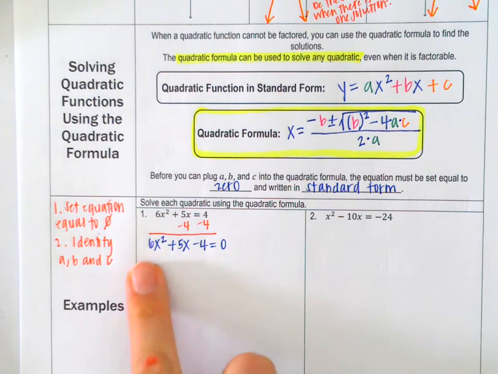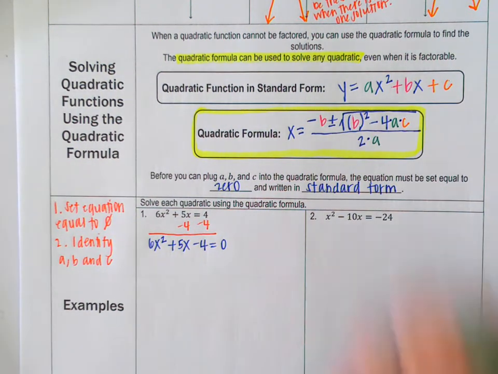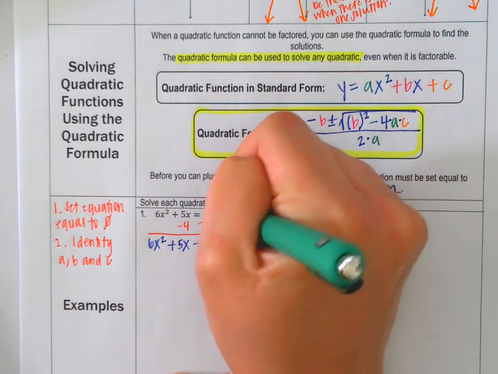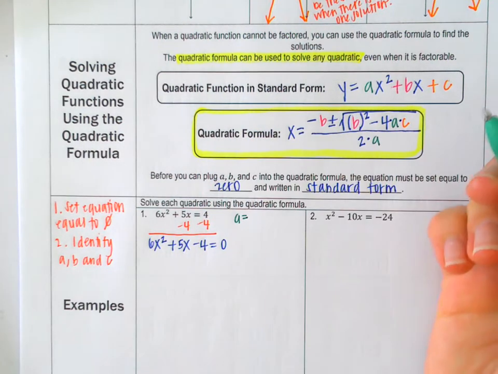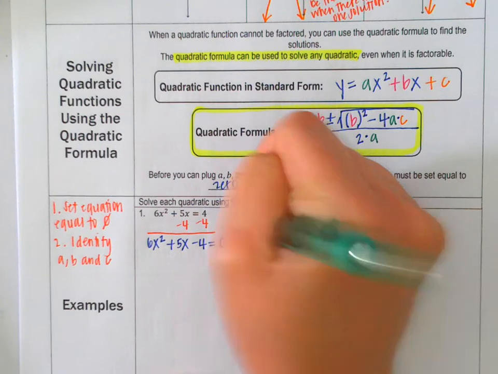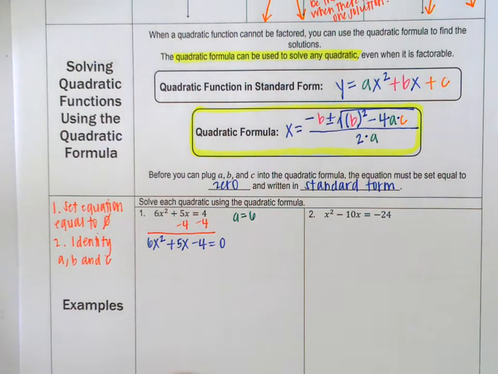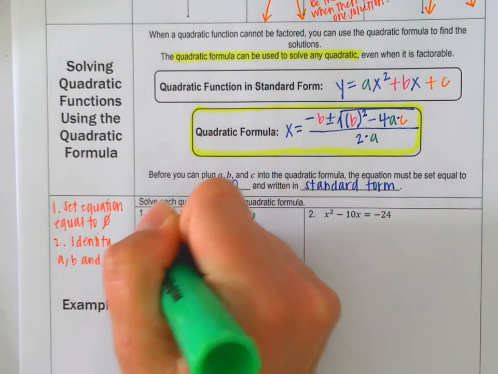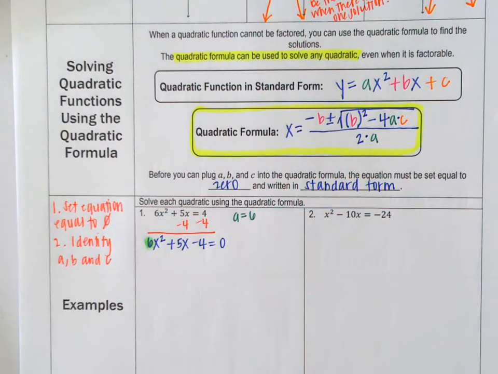Okay, so let's look here and think first, what's my A value? The A value is always attached to the x squared. So A here is 6. It's the one that's attached to the x squared. Always, always, always. So even if it's not in standard form, you can always tell what A is.